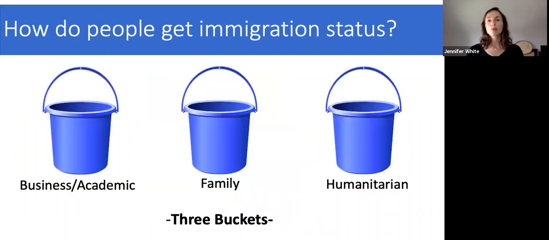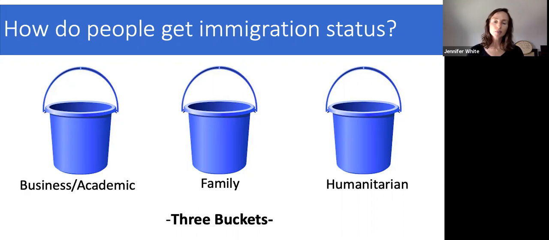So how do people get immigration status? This is really the big takeaway of this presentation. This is what I want you to remember when you are out in the field and helping clients. There's three big buckets or categories for immigration relief generally. You have business and academic, you have family-based, and you have humanitarian-based.